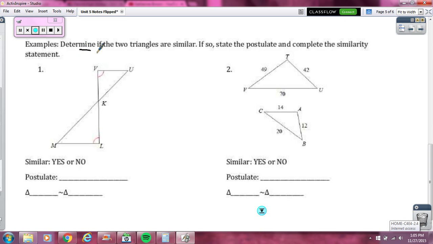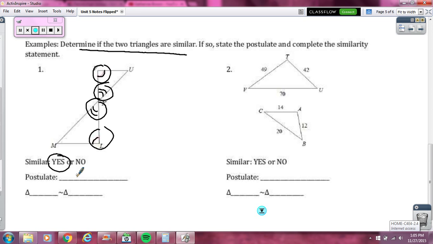So determine if the 2 triangles are similar, and if so, give the postulate and give the similarity statement. Okay, so on number 1, at first glance you might be like, ugh, they're totally not the same, not enough information, you just know one angle. But hopefully you remember from our congruent triangles unit that these vertical angles are also going to be the same. So now when I look at it, they've got 2 angles in common. So this guy would be, yes, they're similar by angle-angle similarity.